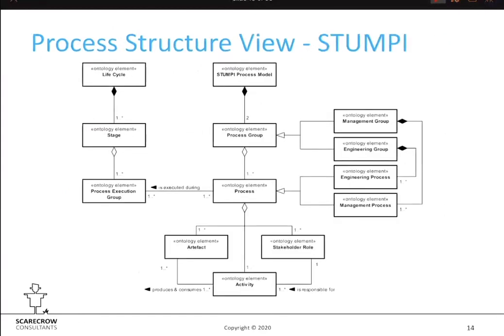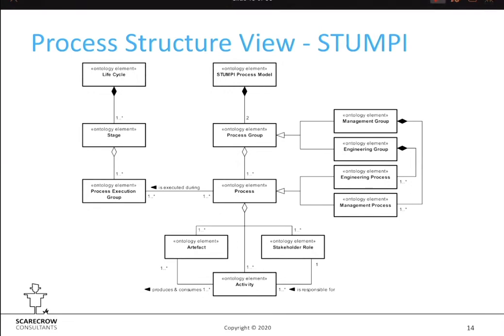And for example, here's the process structure view for STUMPI. It's based on our standard one, unsurprisingly, but we've added types of process. So we've got the concept of engineering processes and management processes, and corresponding process groups. Management groups made up of management processes, engineering groups made up of engineering processes, and we've added in a whole set of stuff as well on the left hand side to do with life cycles and stages, and then groups of processes executed in those stages. So this is the process structure view for STUMPI.